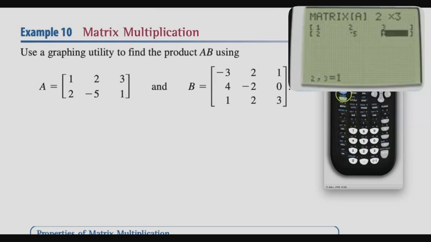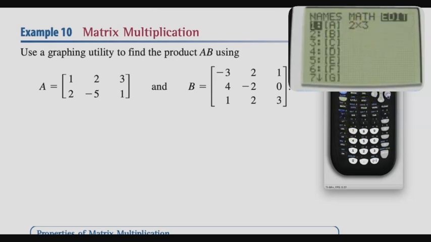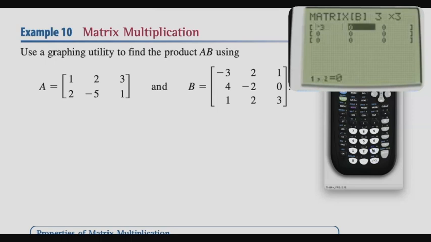Then let's get out of this one. Go back to our matrix. So now our A is a 2 by 3. Go over this one. Go to B, make it a 3 by 3, and enter in all the values: -3, 2, 1, 4, -2, 0, 1, 2, 3.